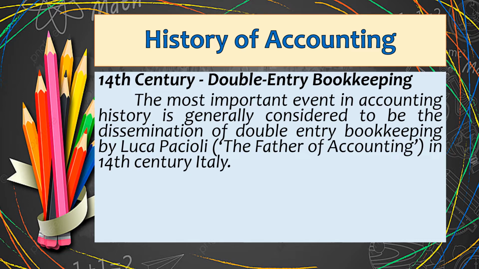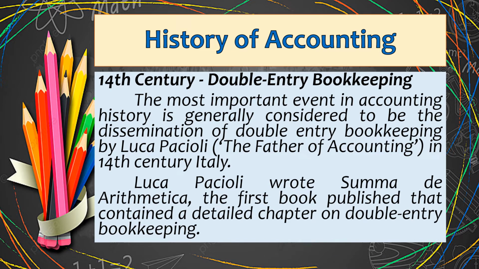Pacioli was much revered in his day and was a friend and contemporary of Leonardo da Vinci. The Italians of the 14th to 16th centuries are widely acknowledged as the fathers of modern accounting and were the first to commonly use Arabic numerals rather than Roman for tracking business accounts. Luca Pacioli wrote Summa de Arithmetica, the first book published that contained a detailed chapter on double-entry bookkeeping.